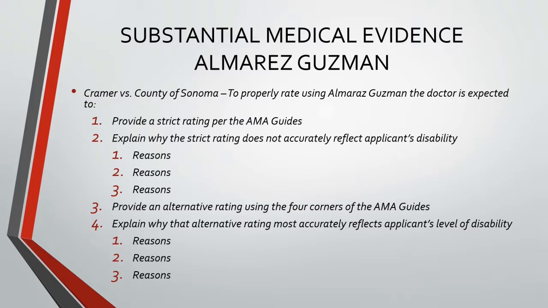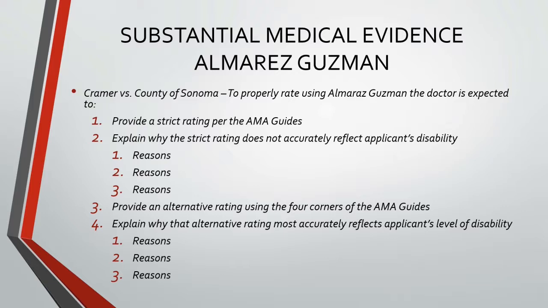This was described in the Kramer versus County of Sonoma case. In order to properly rate using Almaraz and Guzman, the doctor is expected to do certain things, and I'll explain those to you in just a second. So I want you to imagine your report. In the permanent impairment section of your report, under the heading permanent impairment, you're going to provide the permanent impairment rating under the strict application of the AMA Guides.